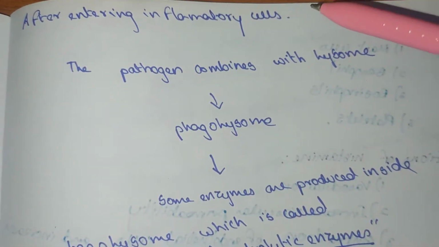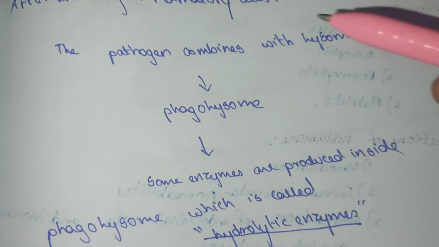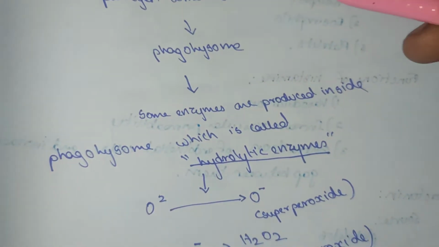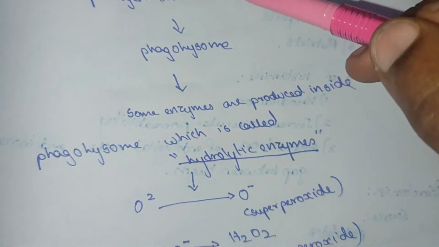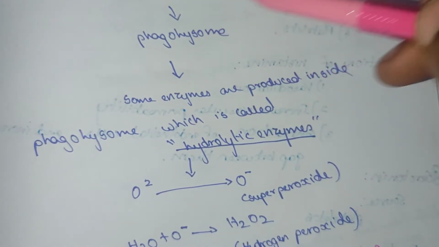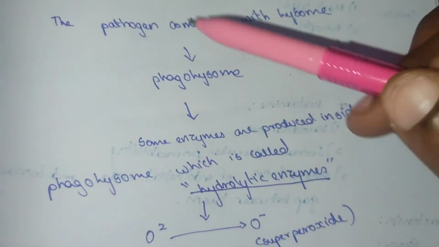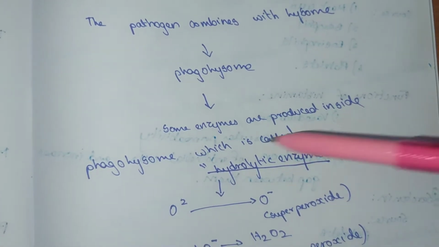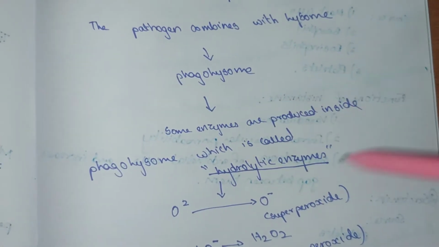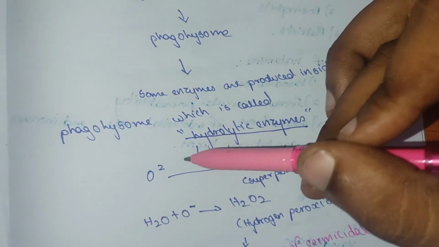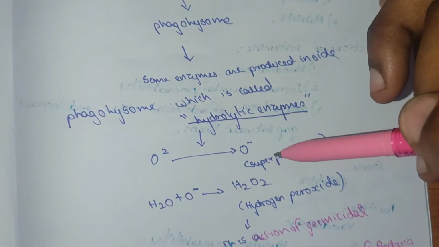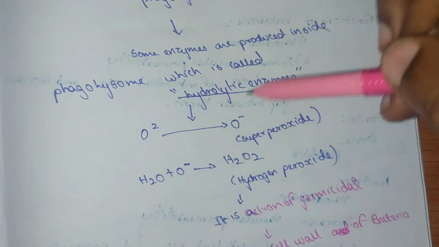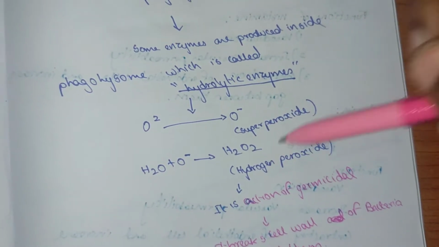After the entry of the pathogen into the inflammatory cell, the pathogen combines with lysosome and forms phagolysosome. This happens inside the acute inflammatory cell. Some enzymes are produced inside the phagolysosome, known as hydrolytic enzymes. These convert oxygen to superoxide, and this superoxide combines with the water present in the phagolysosome and forms hydrogen peroxide.